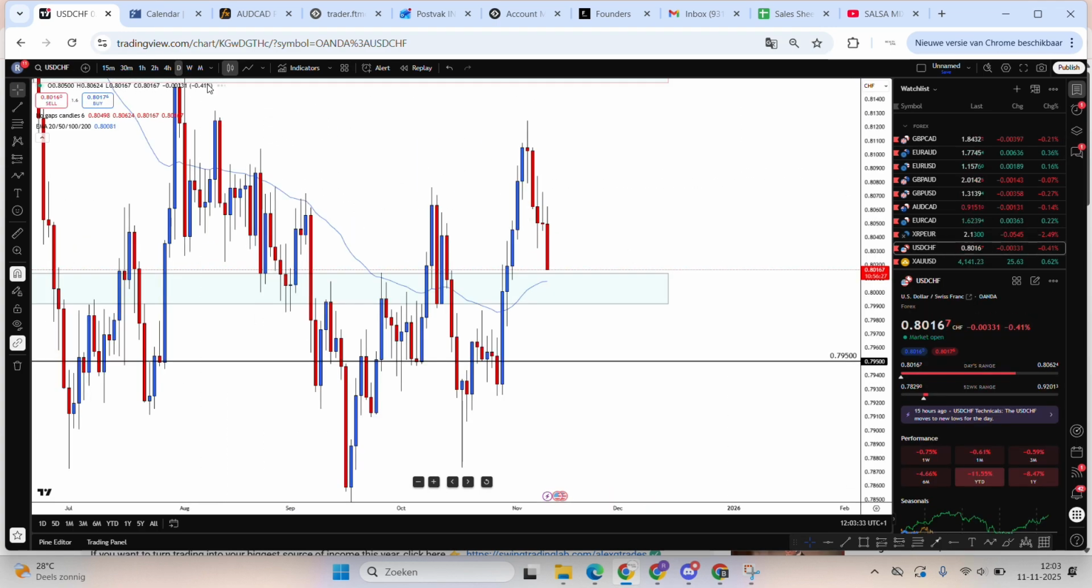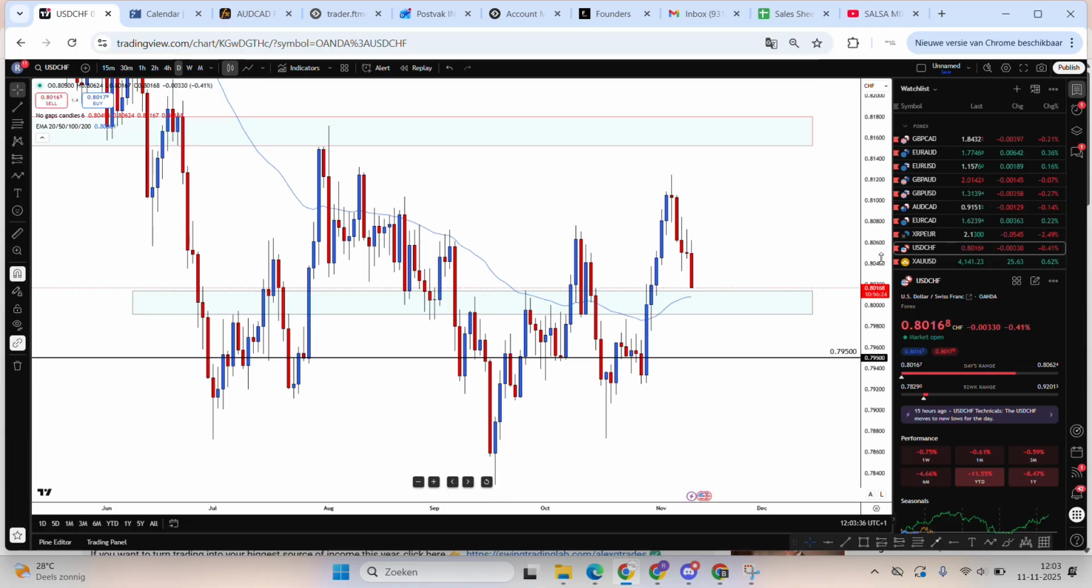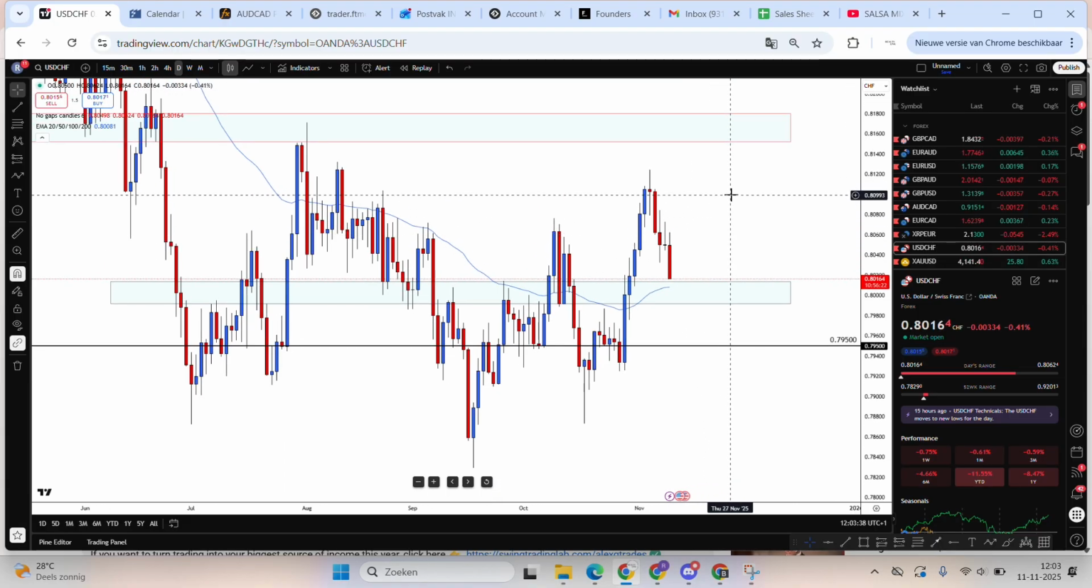USD Swiss is still doing its thing as well, such as GPUSD, just coming into the zone, waiting for a shift of structure, and then we can buy.